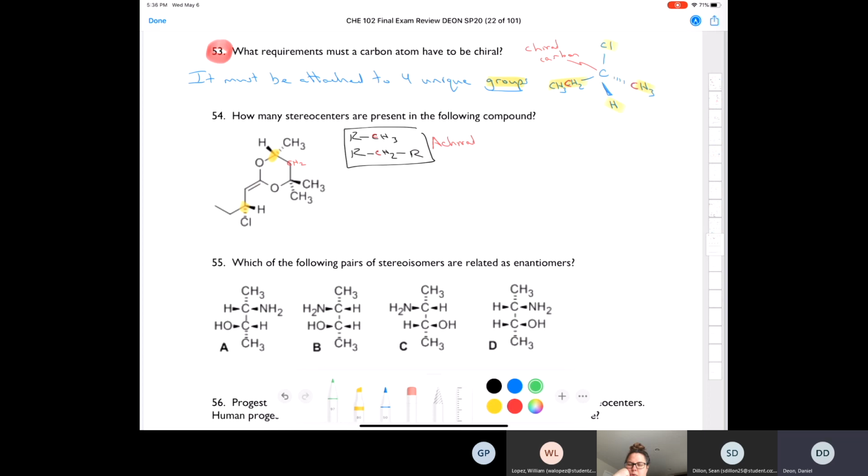A trap that you might fall into is thinking, well, anything with a dash and a wedge is a chiral carbon. But this is not a chiral carbon because it has 2 methyl groups attached to it, so 2 groups that are identical. So that is an achiral carbon.